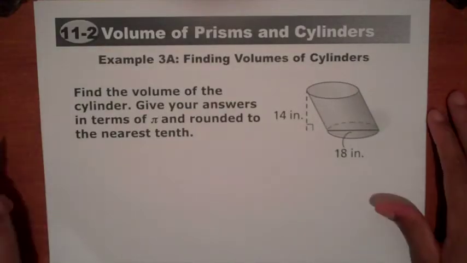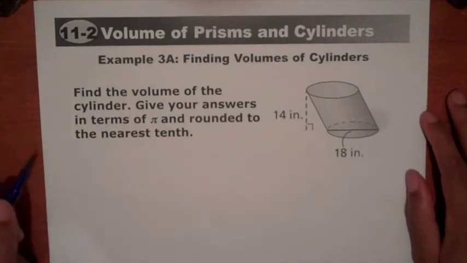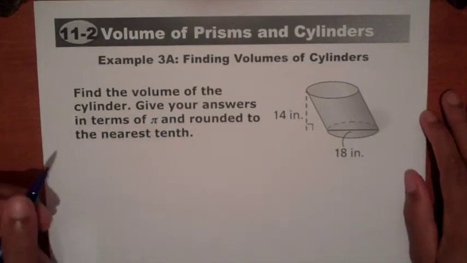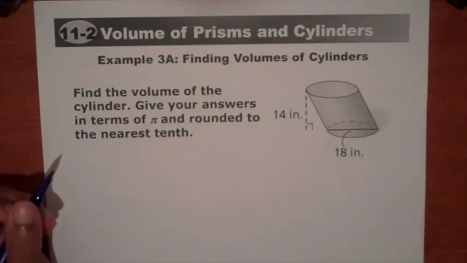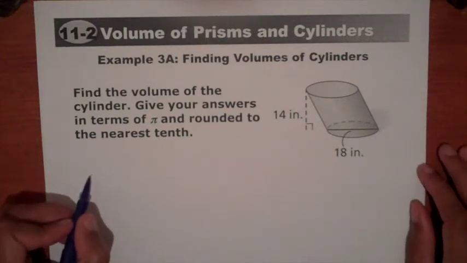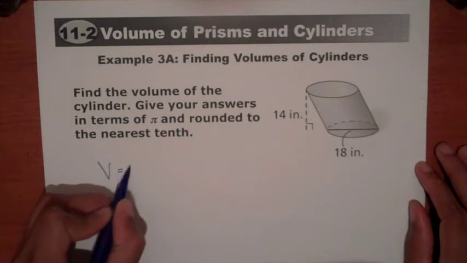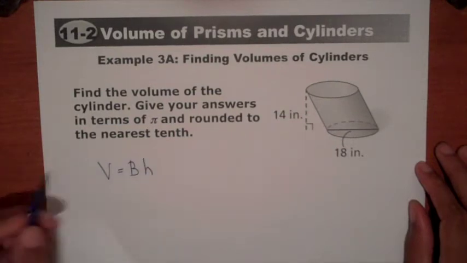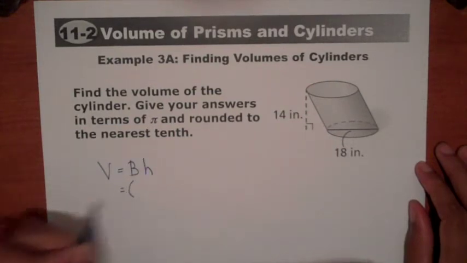Okay, so here's another example of that. Find the volume of the cylinder. And they want us to give our answer in terms of pi. So when we do this, we're going to say, okay, the volume equals the area of the base times the height. So the area of the base is a circle.